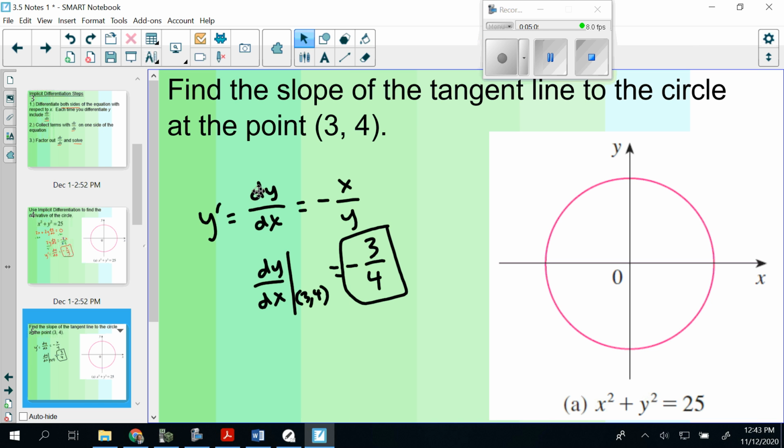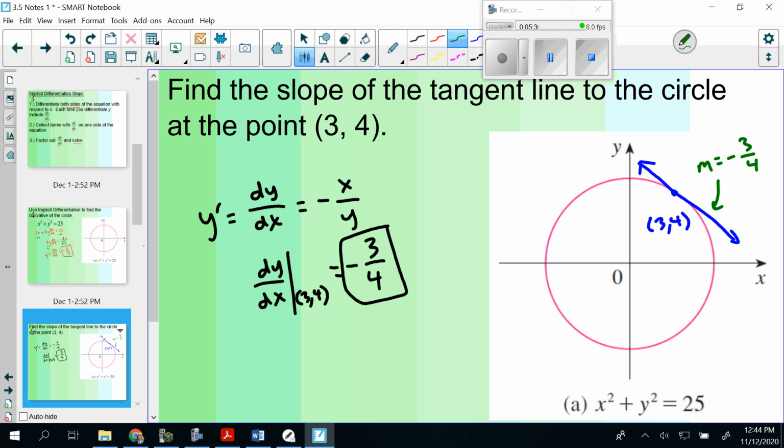So if we come back to the picture here, we estimated that that point was right about there, the point (3, 4). There's that tangent line again. The slope of this line right here, according to what we did, is going to be negative 3/4. And it definitely looks like it is going down about 3/4. So that would be the slope of that line.